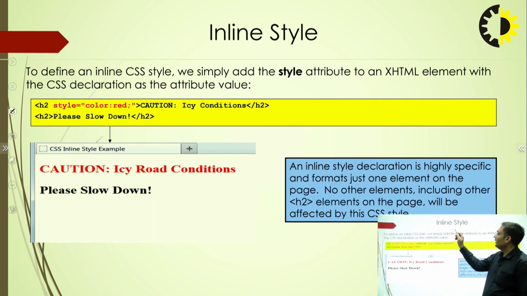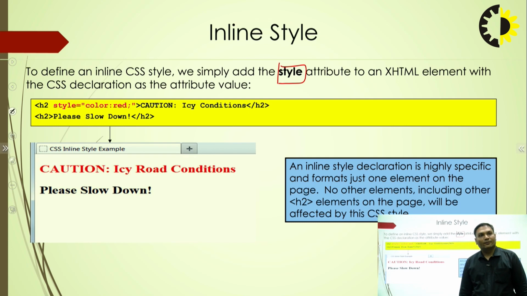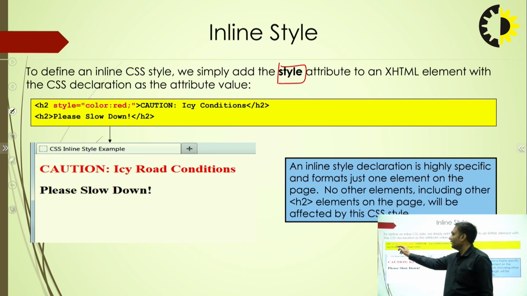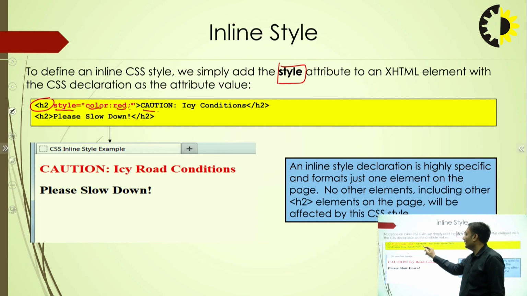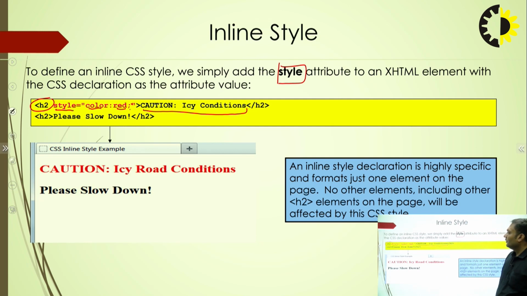Now let's see an example of inline CSS. To define an inline CSS, we just add the style attribute to an HTML element with the CSS declaration as the attribute value. Now if I want to change the color of this heading element to red, I will write inline CSS with style equals, then in double quotes, color, colon, the value of that property, semicolon, and then close the double quotes. So in this way we can apply inline CSS, and whatever you are writing inside this heading tag will be colored red.